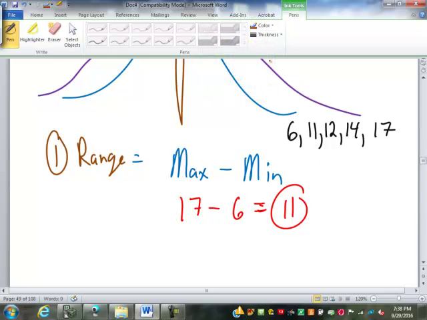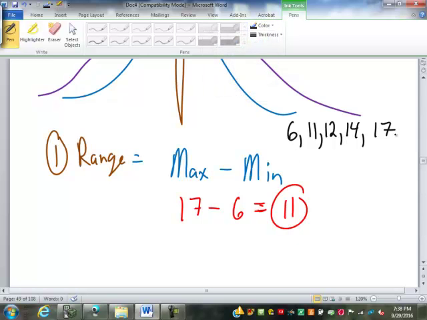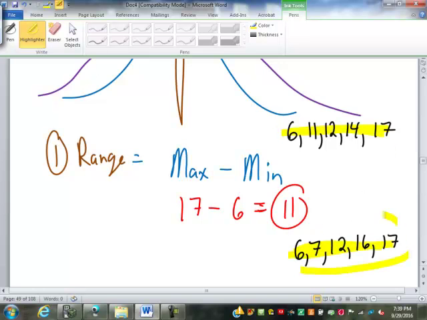Any questions? Okay. Now the thing is, I can have two data sets that have a range of 11, look very similar, but have very different spread. So this here has a range of 11. I'm going to make a new set. What's the range of that set? It's also 11. Very similar. Both go from 6 to 17. But would you say that they're about equally spread out? I would say this one's more spread out.